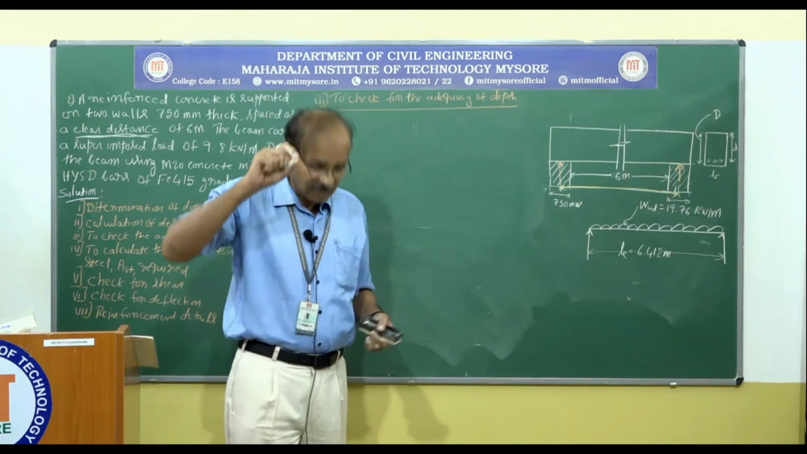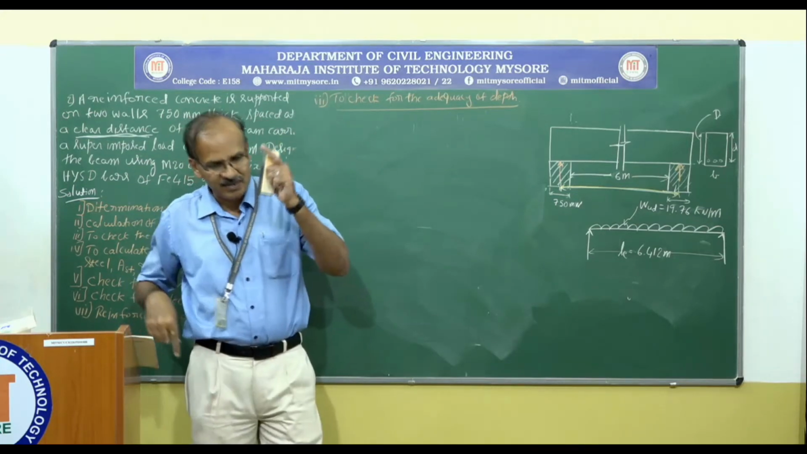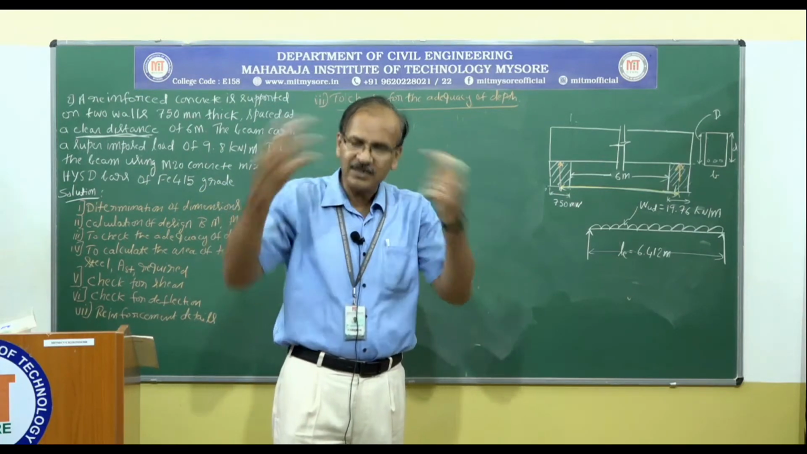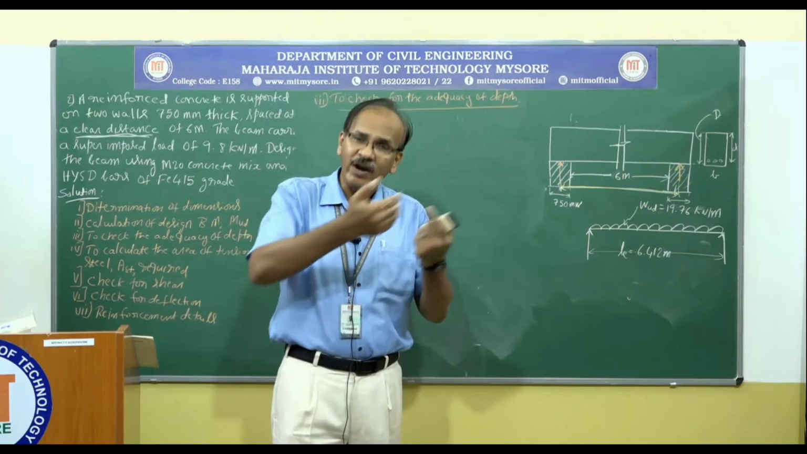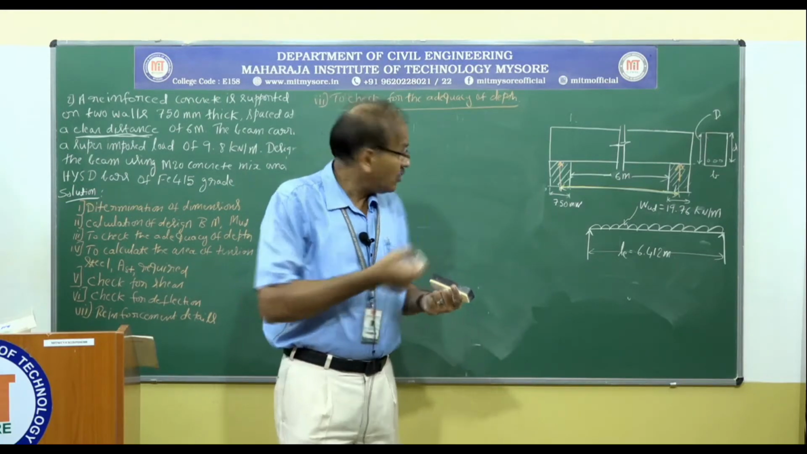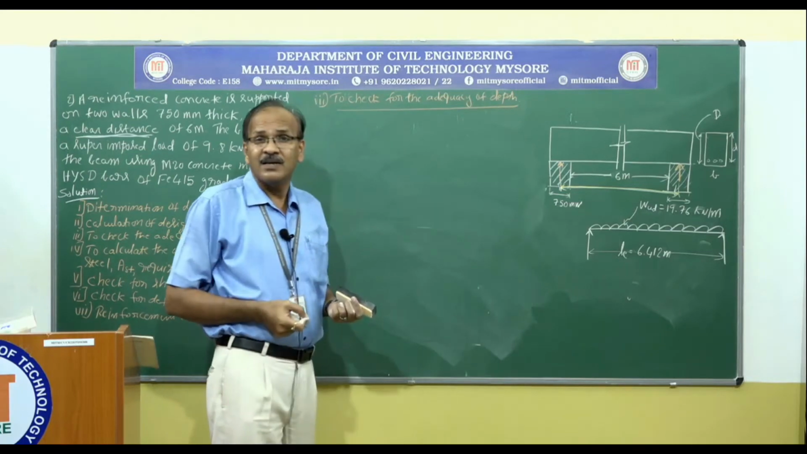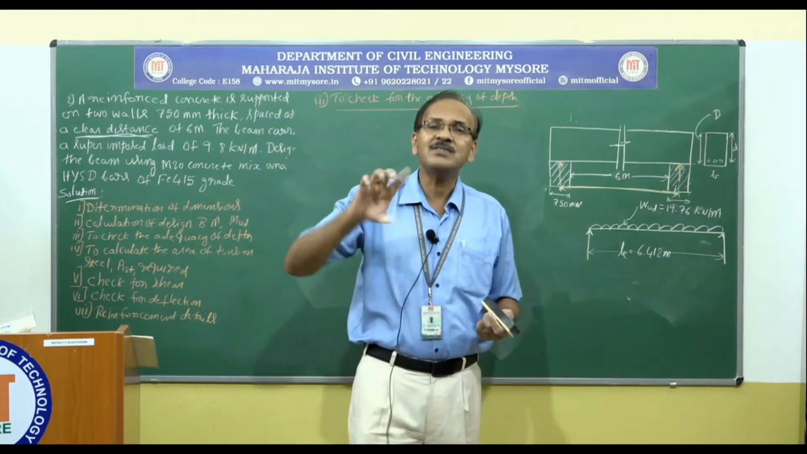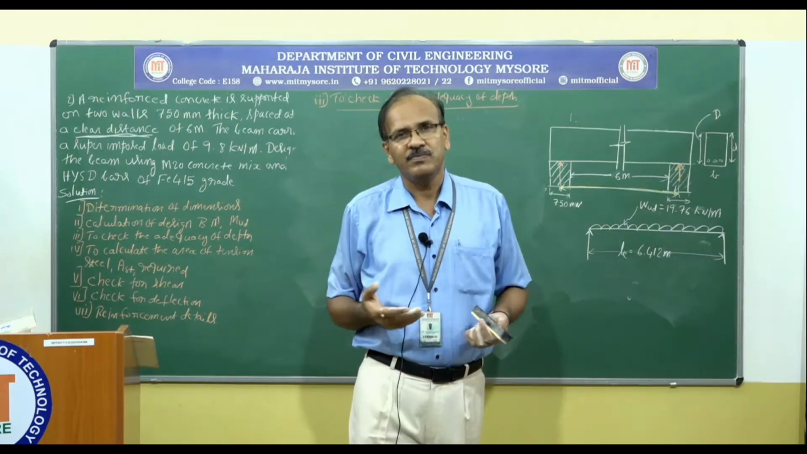In case the depth of 412 millimeter is not adequate, then we have to go back and increase the depth, and also we have to do the designing from the beginning. So first we are going to check. So we are going to check the adequacy of depth against MU limit value.